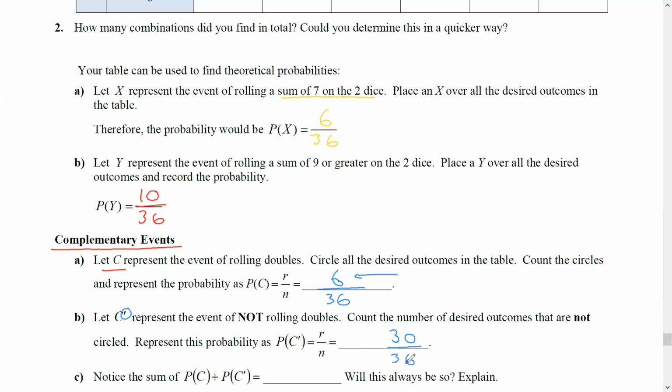The other way to do this is to say, look, P of C prime is 100% of the outcomes minus what I don't want. And what I don't want is getting doubles. And guess what? These two things are equal. Part C says, what's the sum of the probability of C and the probability of C prime put together? Well, if I add those together, I'm going to get 36 over 36, which is 1. Will this always be so? Absolutely. That's 100%. If I add together what I want plus what I don't want, that's all possible outcomes. That always has to add to 100.